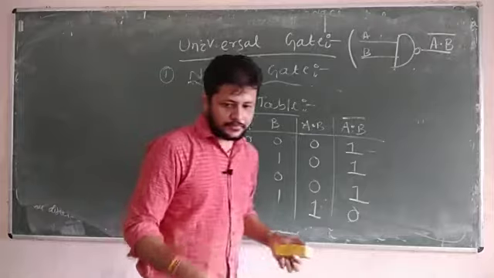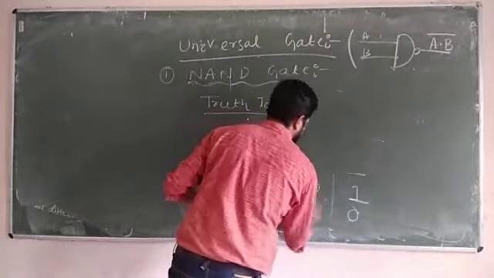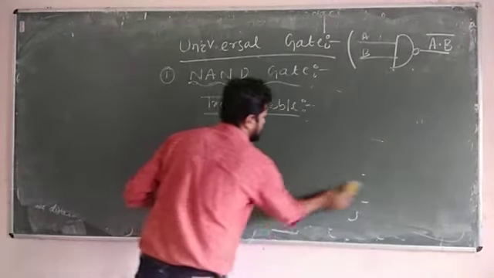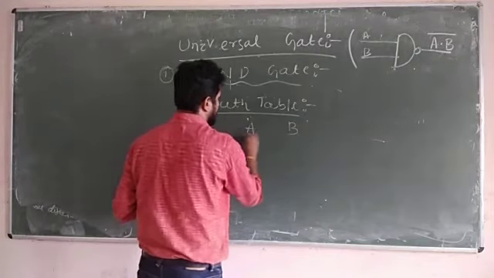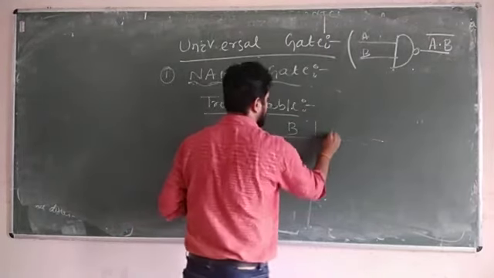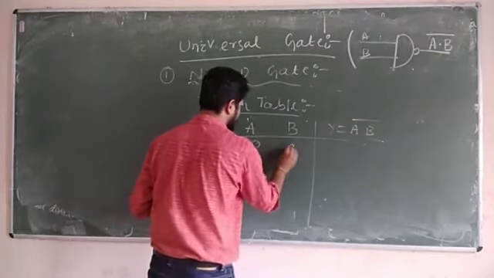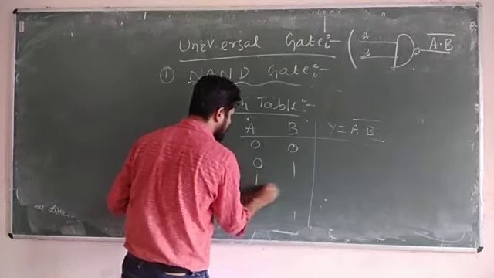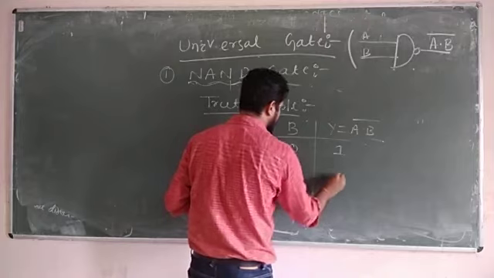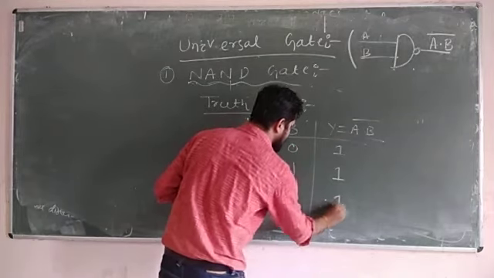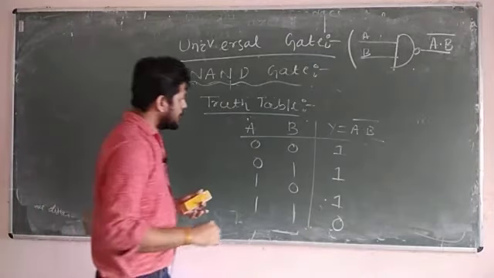So the conclusion is: the inputs are A, B, and the output logic is Y equals (A AND B) complement. So this is the truth table: 0 0, 0 1, 1 0 and 1 1. Obviously the output will be 1, 1, 1 and then 0. So this is the truth table for your NAND gate.